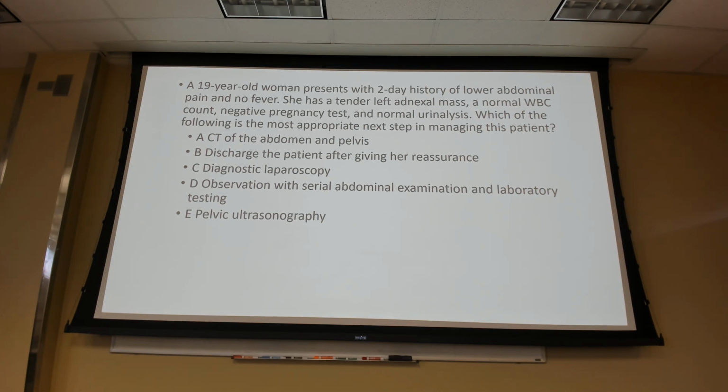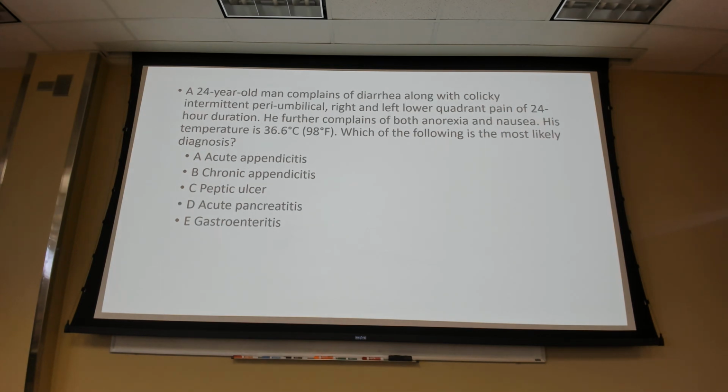Sometimes if you're worried, we can talk about tubo-ovarian abscess and everything, sometimes you'll need a CT and a pelvic ultrasound for some of these, but we won't get into that. All right, you've got a 24-year-old complaining of diarrhea, colicky, intermittent periumbilical pain, right and left lower quadrant pain, anorexia, nausea. What do we think is going on with this patient?